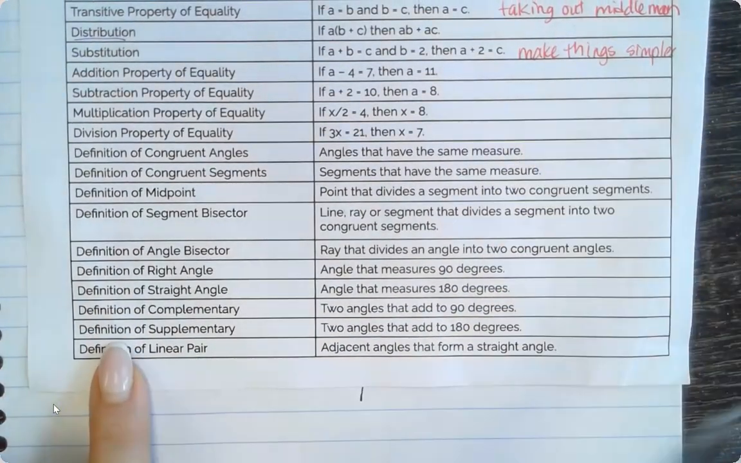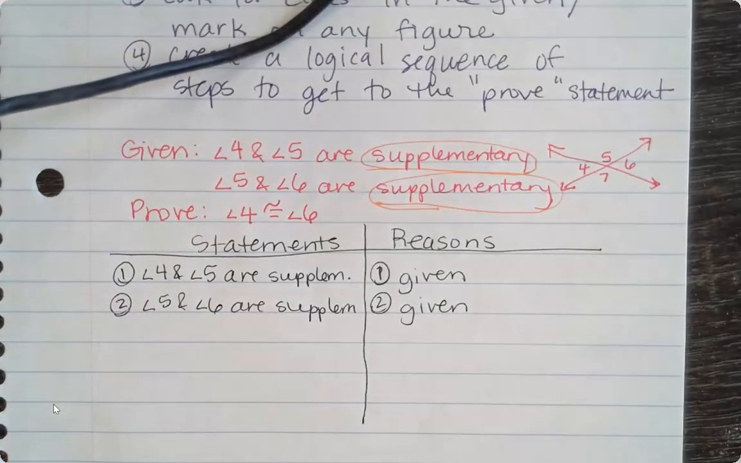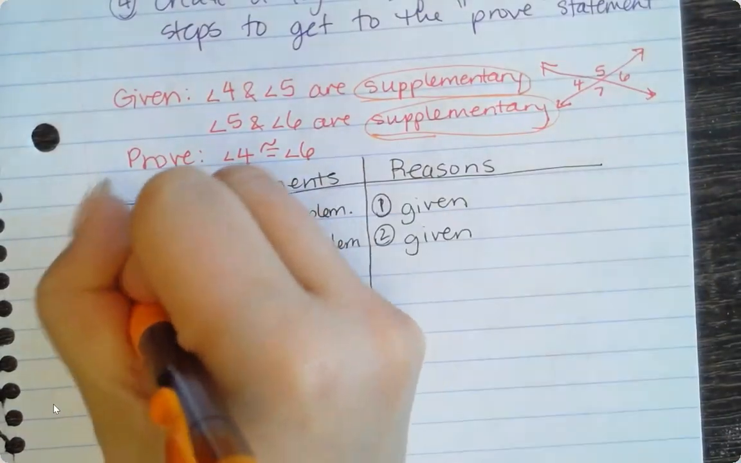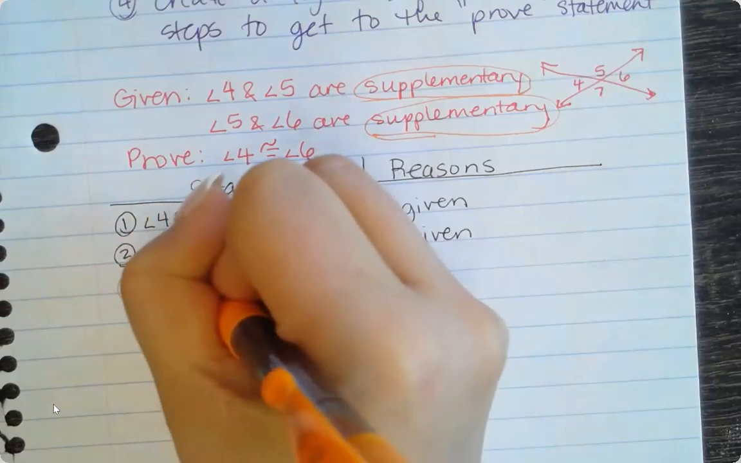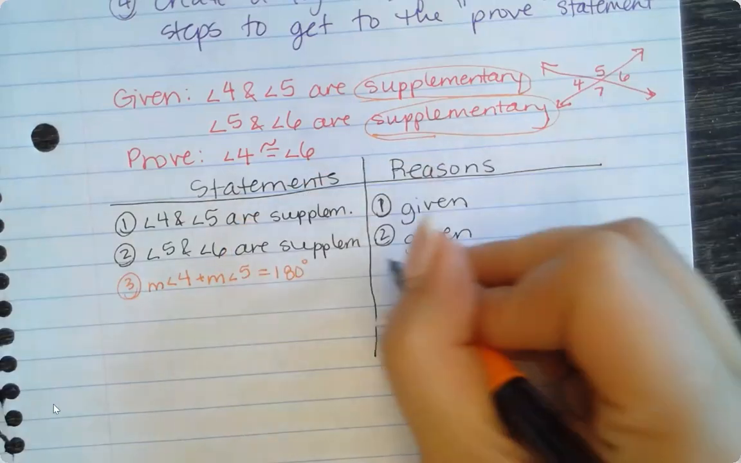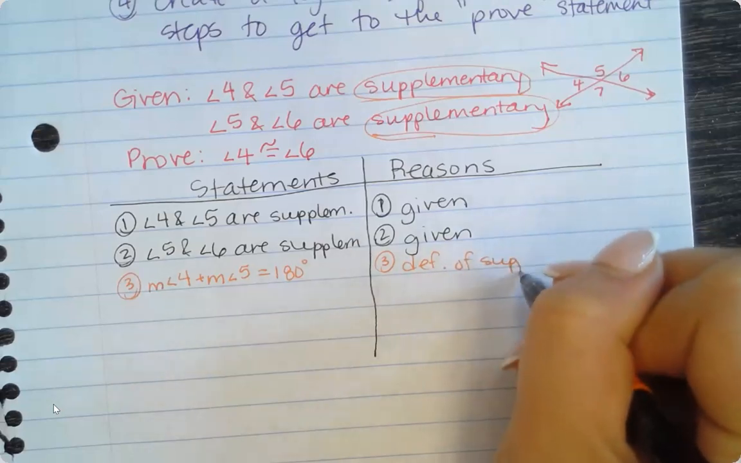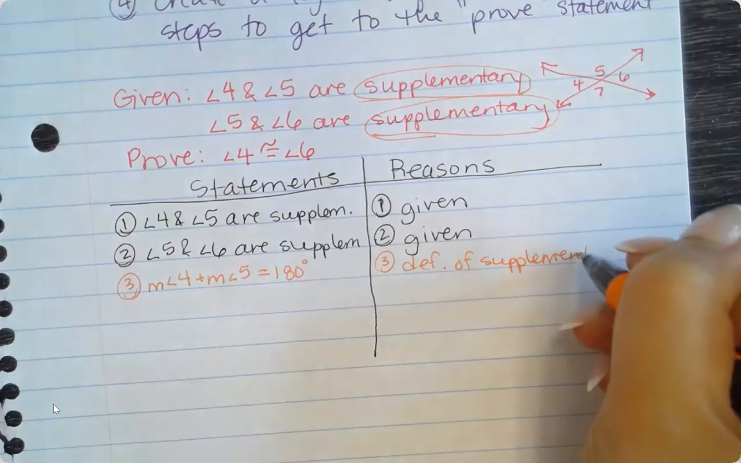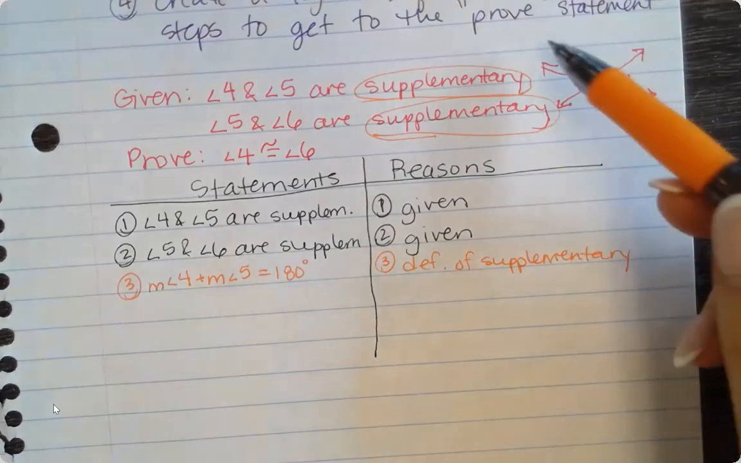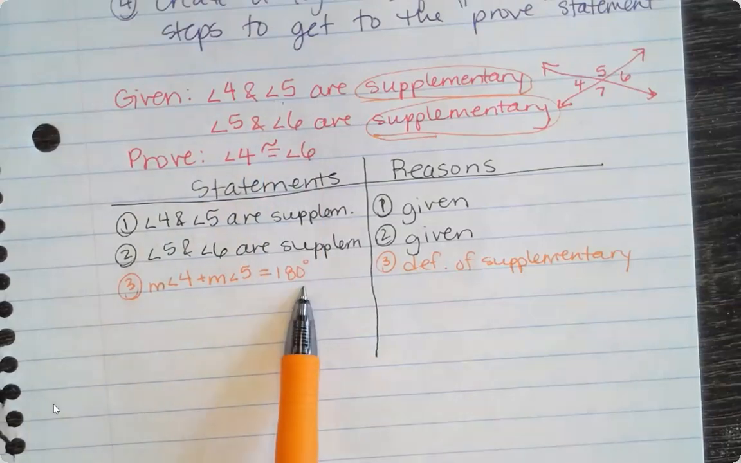And I see down here, definition of supplementary is that two angles add to be 180 degrees. So now I'm going to take that information and I'm going to say that the measure of angle 4 plus the measure of angle 5 equals 180 degrees. And the reason why I can say that is the definition of supplementary. So when you're making a proof, you are assuming that people don't know these definitions. And you have to say, oh, I know that it's supplementary, but you don't know what that means. So I need to tell you that if I add these two together, I get 180 degrees.